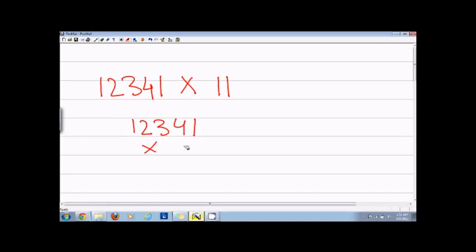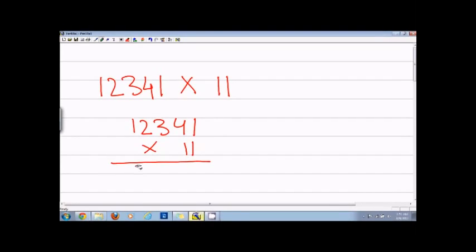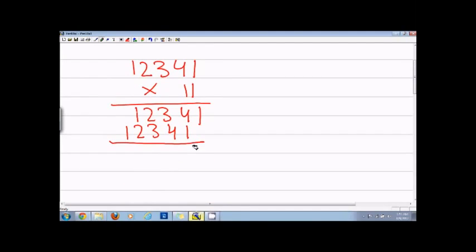Hi everyone, in this tutorial I will show you how to multiply numbers by 11 in a quick and easy way. For example, if I have the number 12341 and I want to multiply it by 11, the regular way is that I'll write 12341 and then 11. In that case I'll write 12341 and 12341, and now I'll say 135751. So this is the regular way.